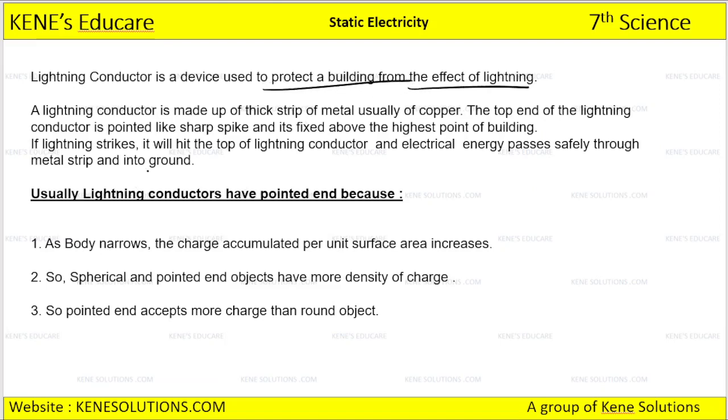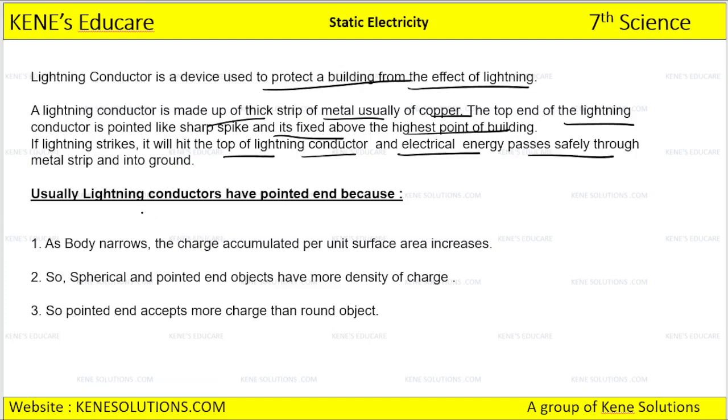Now, lightning conductor is a device used to protect the building from the effect of lightning. So it is simply for the protection. A lightning conductor is made up of a thick strip of metal, usually of copper. The top end of the lightning conductor is pointed like a sharp spike and it is fixed above the highest point of the building. When lightning hits the top of the lightning conductor, the electrical energy passes safely through the metal strip.